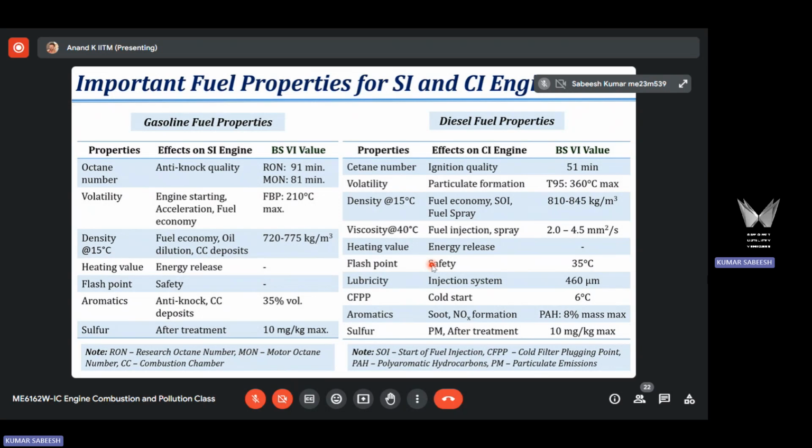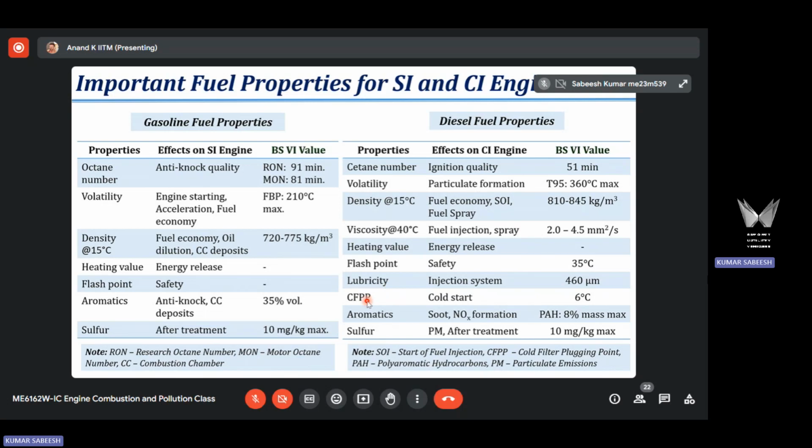We have already discussed that gasoline and diesel have been used for such a long period. One of the reasons is these fuels are very safe during storage and transportation as compared to any gaseous fuel or any other alternative fuel. There are two other properties. These two properties are applicable only for CI engines. One is lubricity and the other one is CFPP.